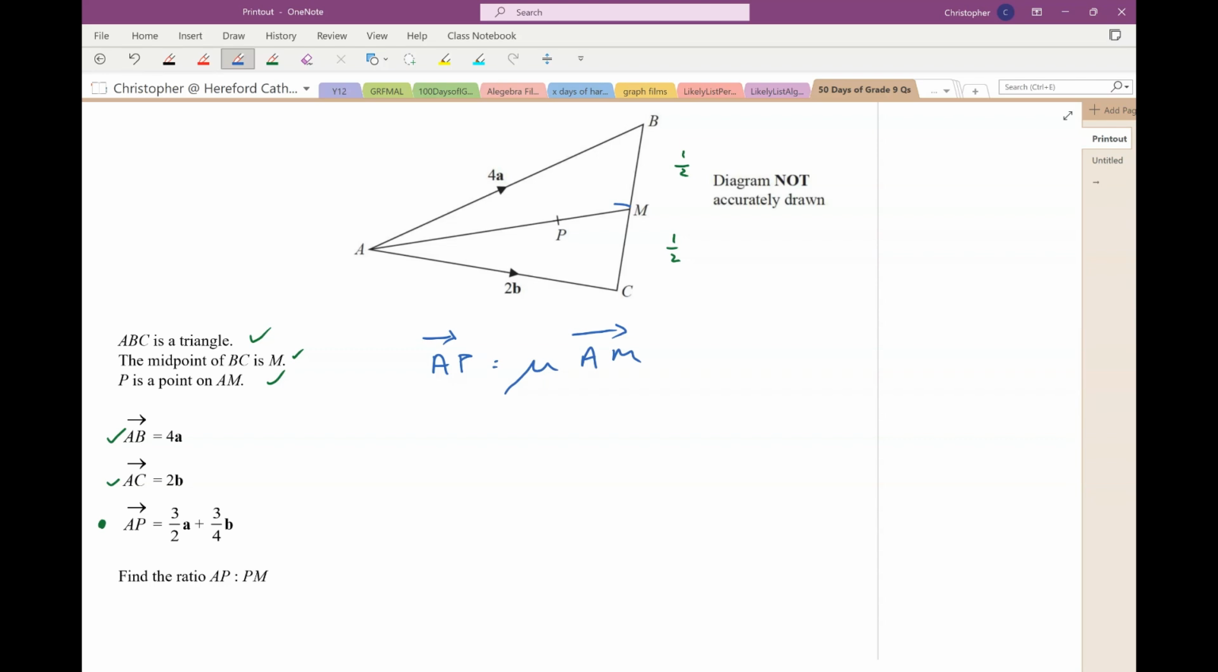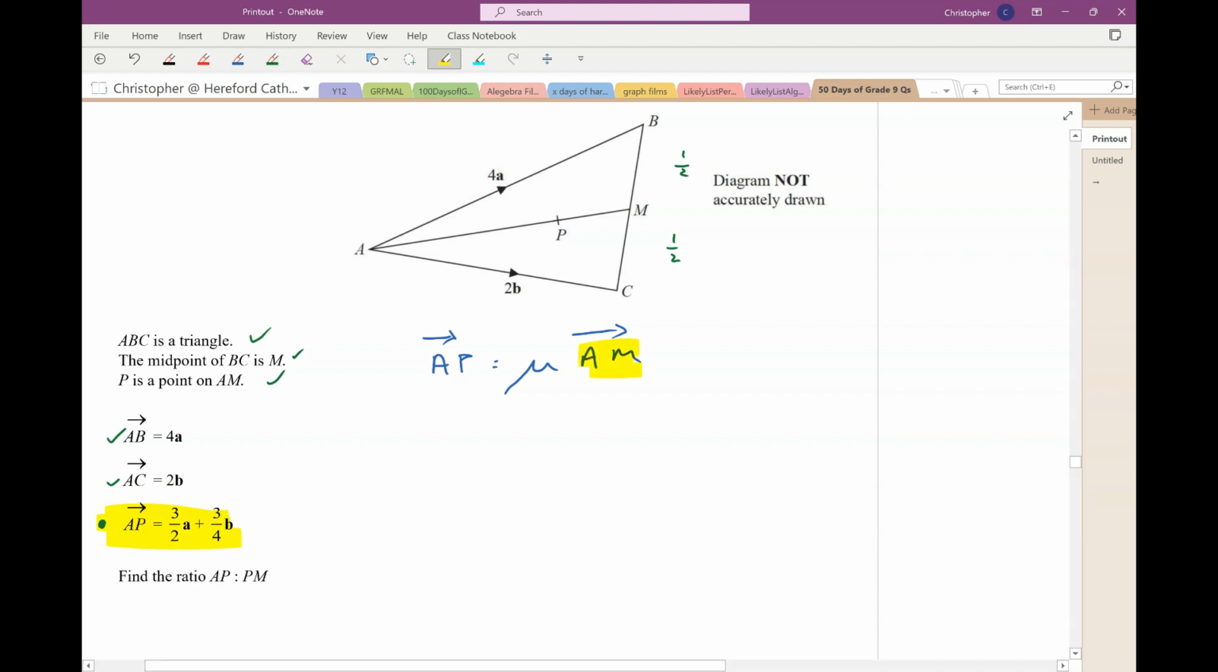Maybe it's 3/4, maybe it's 3/5, I don't know. But AP is a certain fraction of the way along AM, that's for sure. Now, we've got one expression for AP. Let's find another expression for AP. Now, we're going to do that as being mu times AM.